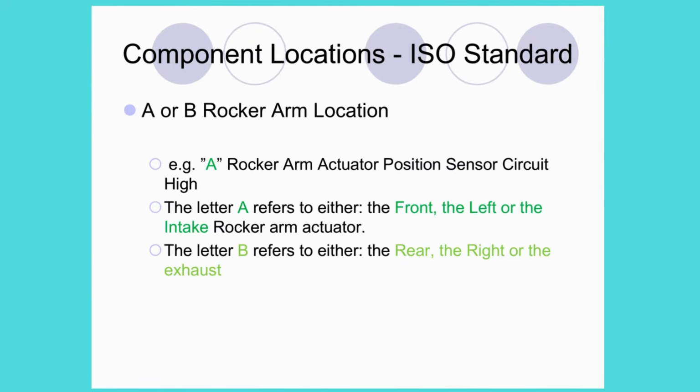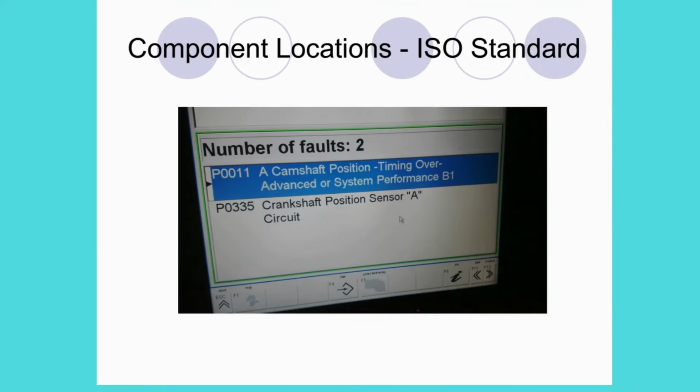A or B rocker arm location, for example A rocker arm actuator position circuit high. The letter A refers to the front, the left or the intake rocker arm actuator. The letter B refers to either the right, the rear or the exhaust. The fault codes in this example shows a P0011 A camshaft position. This means that it's the left camshaft.